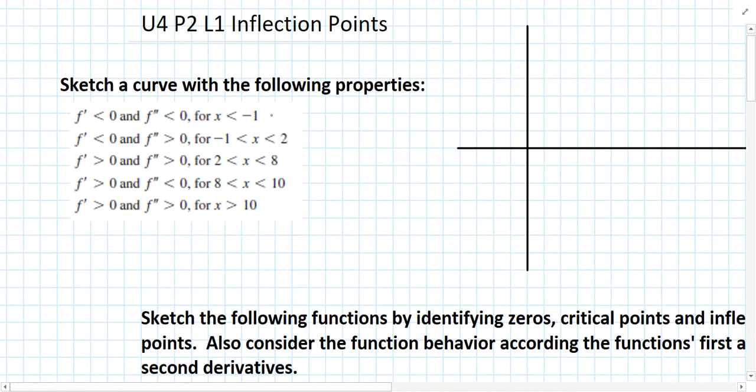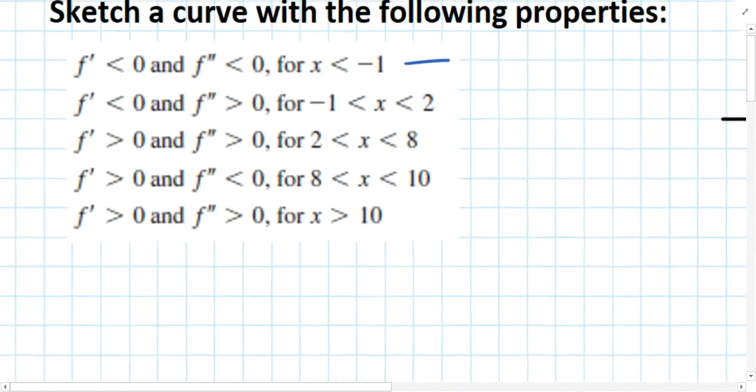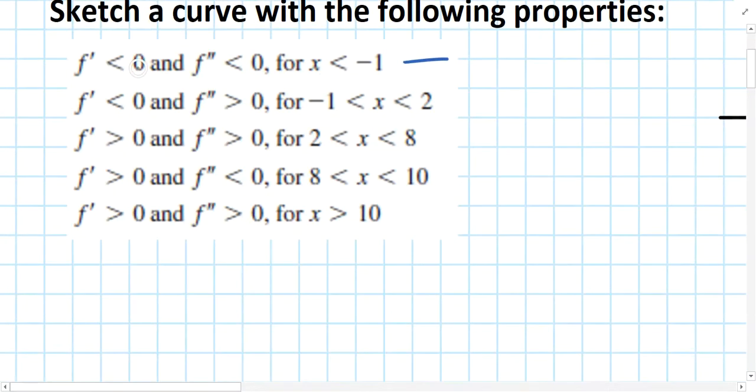Now, before I start drawing them, let's think about what's happening here. Our first derivative is negative, and our second derivative is negative for all x values that are less than -1. So with a negative first derivative, that means the function is decreasing. And for a negative second derivative, that means that it is concave down. So whatever sketch that we create has to be decreasing and concave down.